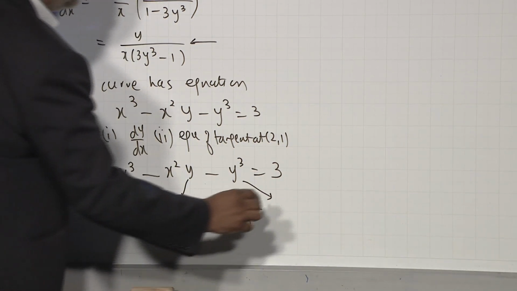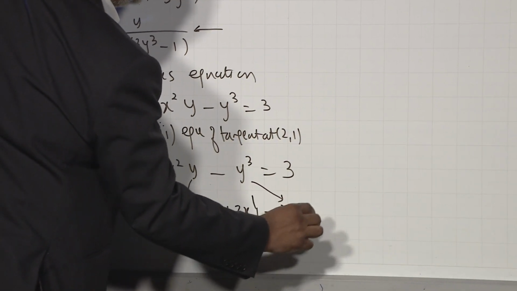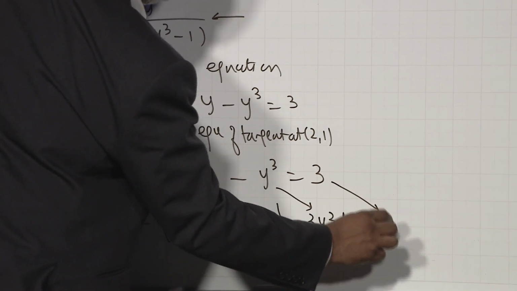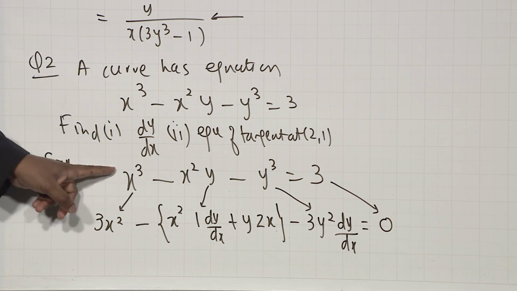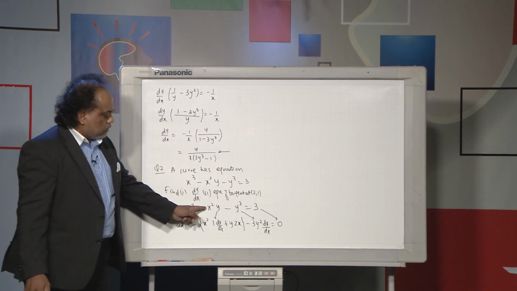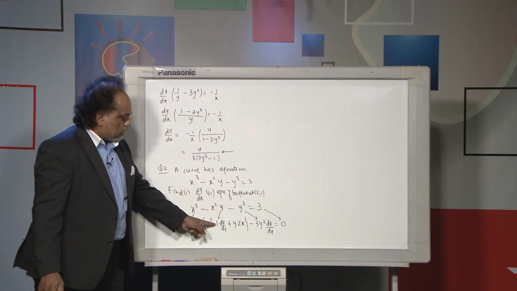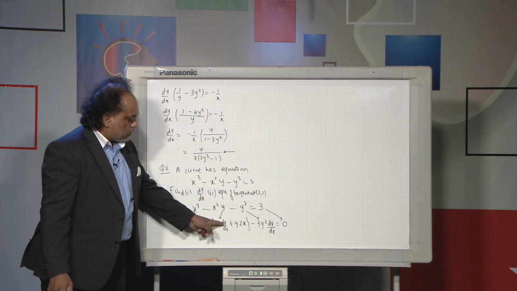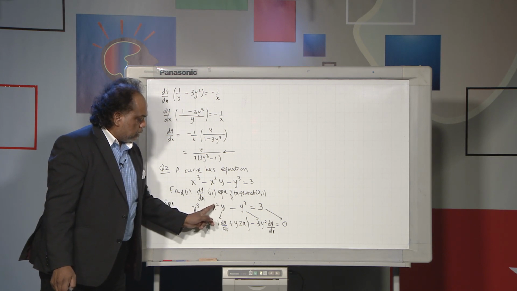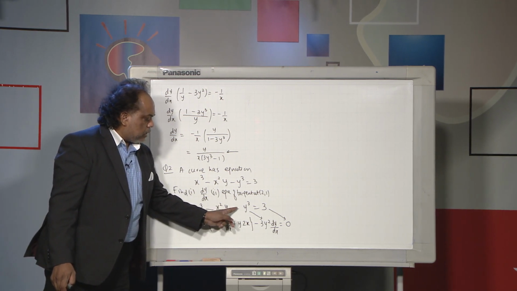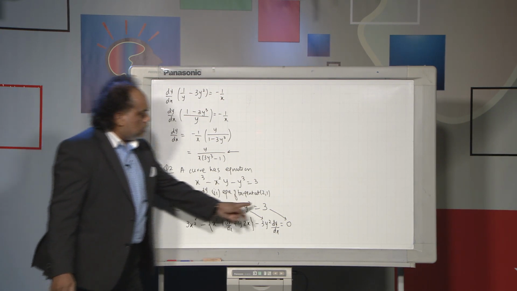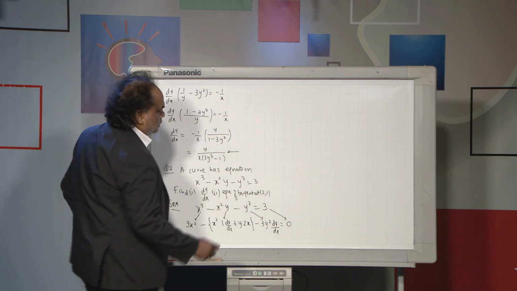Differentiate y cubed, 3y squared dy by dx. Differentiate 3, so it becomes 0. We differentiated x cubed to obtain 3x squared. Keep x squared, differentiate y is 1 dy by dx. It's a product rule, so plus, keep y, differentiate x squared, 2x. We had a minus here. Differentiate y cubed, 3y squared dy by dx. Differentiate 3, we obtain 0.